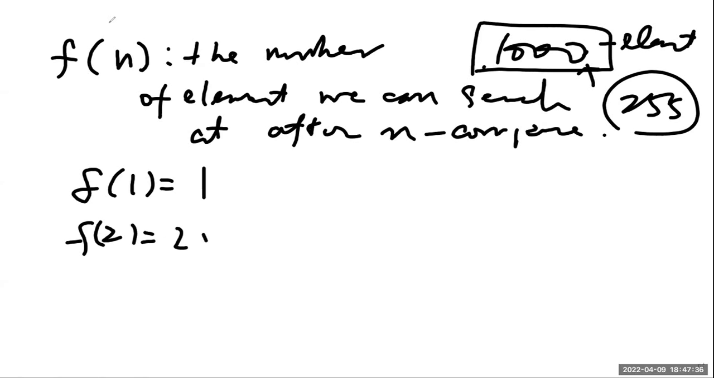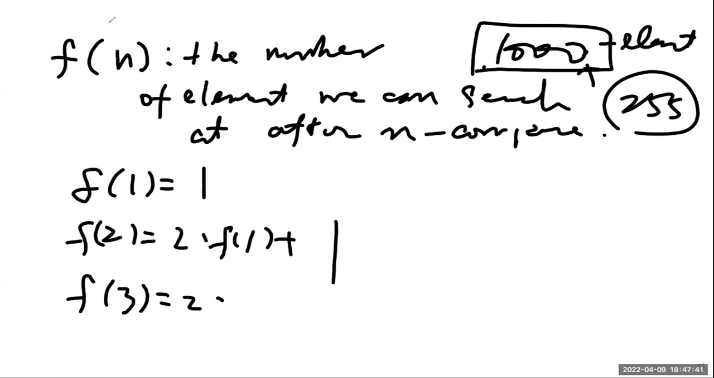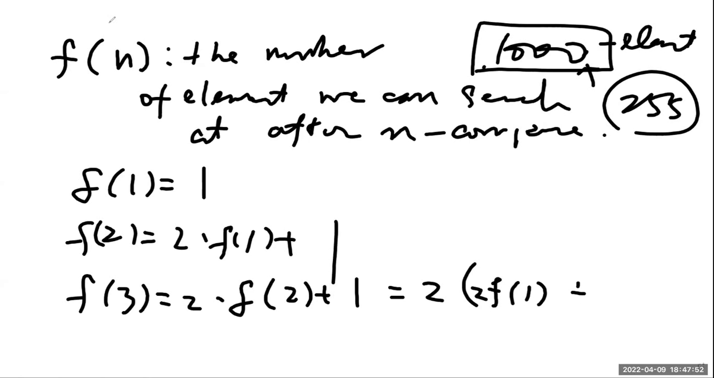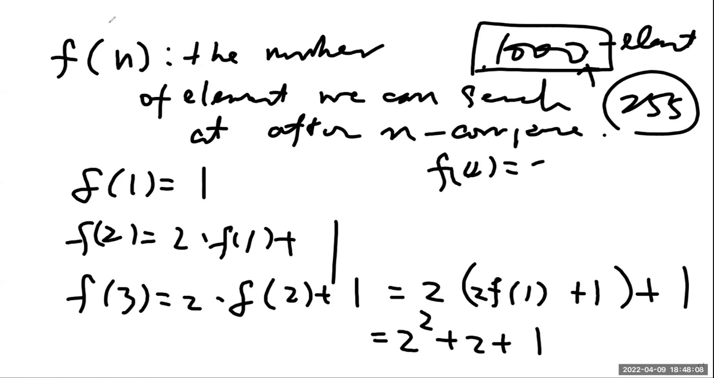Anyway, F1 equals 1. F2 equals 2 times F1 plus 1. F3 equals 2 times F2 plus 1, which equals 2 times (2 times F1 plus 1) plus 1, which equals 2 squared plus 2 plus 1. F4 will equal 2 cubed plus 2 squared plus 2 plus 1. Is that okay?